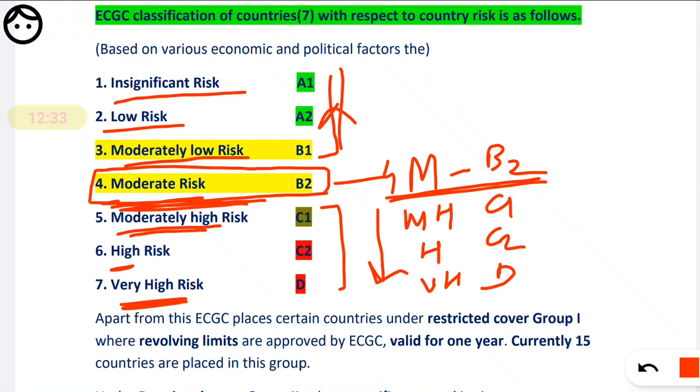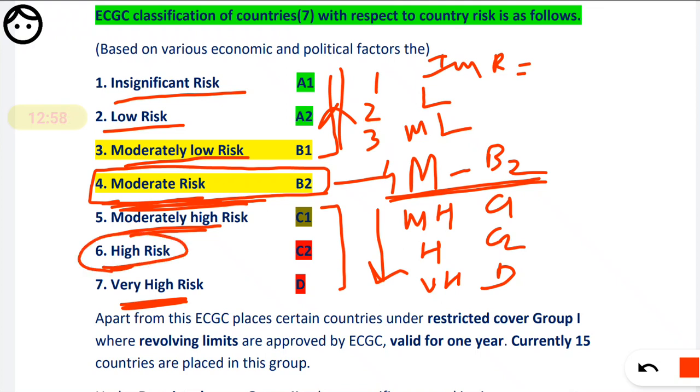And for the above portion, after the 1, 2, 3 moderate we have taken, take moderate low, and that is an insignificant risk, that means very little risk. In this way you can remember. It is very important. Based on that 7-fold classification, they may ask an MCQ. For example, the high risk is categorized in which type? It is C2. In this way they can frame an MCQ.